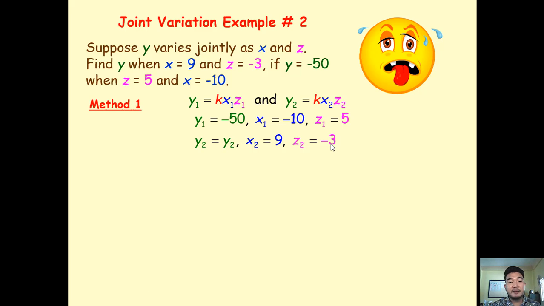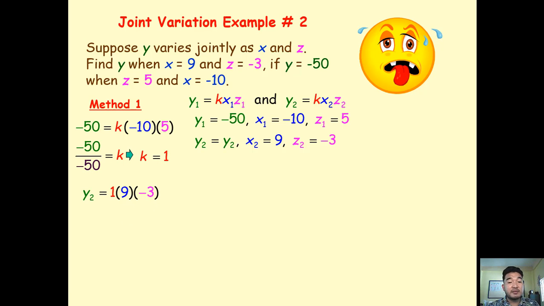Using method 1, we solve for k first, using the first equation. So you will have negative 50 equals k times negative 10 times 5. Then simplifying it further, you will have negative 50 over negative 50, since negative 10 times 5 is negative 50. To eliminate the negative 50, we divide the whole equation by negative 50. So k is equal to positive 1. That is the constant of variation.